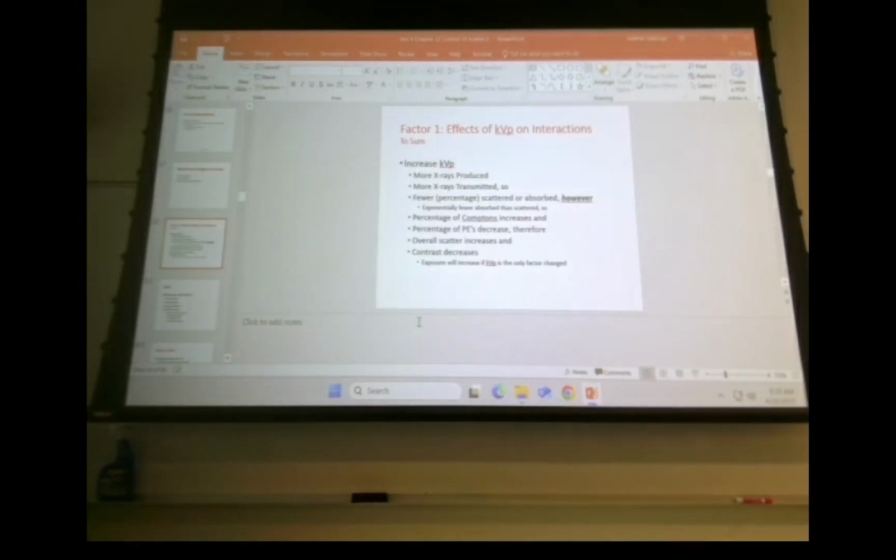So the key points and takeaways: increase kVp, you get more x-rays produced, more transmitted, and a lower percentage scattered or absorbed. However, you have exponentially fewer absorbed than scattered, so your PE ratio changes. You get more Comptons and fewer photoelectric interactions. In that way, Comptons increase, PEs decrease, and what you're left with is a greater amount of scattered radiation, and theoretically you may have a decrease in contrast.